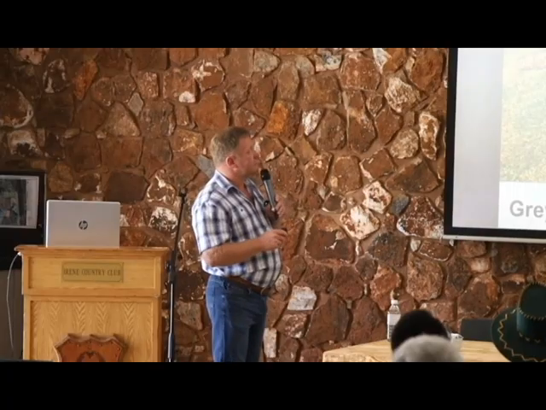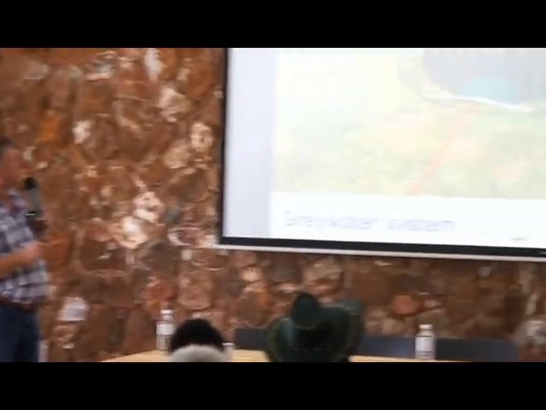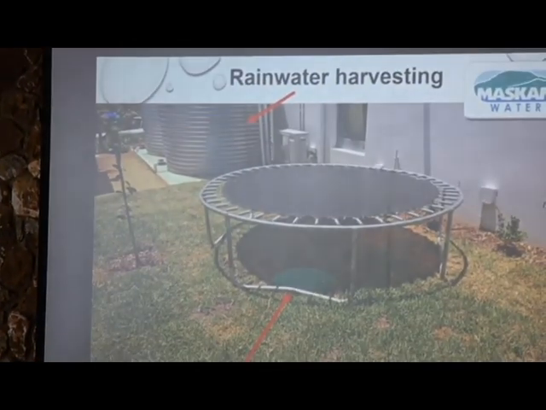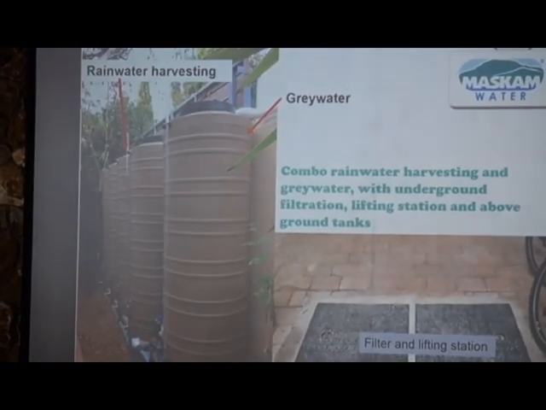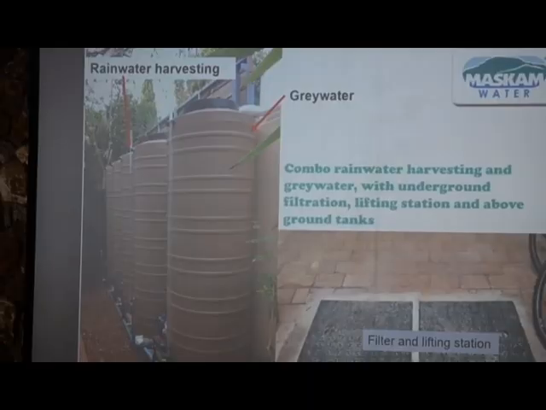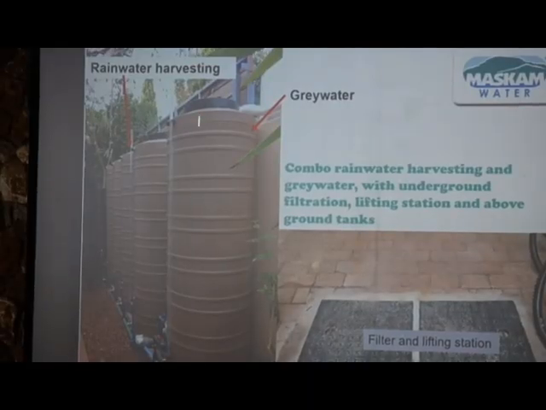Here's another case. Chris, I think this is more in your line of tanks, but small maybe. There you've got your rainwater harvesting system, and you've got your grey water system under the trampoline, out of sight, out of mind. In this case, there was no space underground, so we put a filter chamber and lifting station in the paving. And then the grey water tank here, there's the pump for the grey water system, and rainwater harvesting right next to it. So again, very small space, slimline tanks.